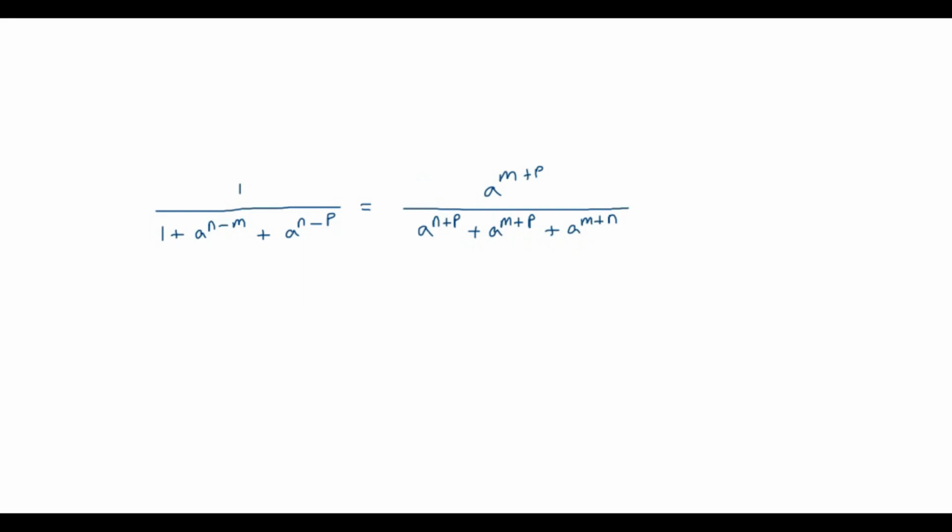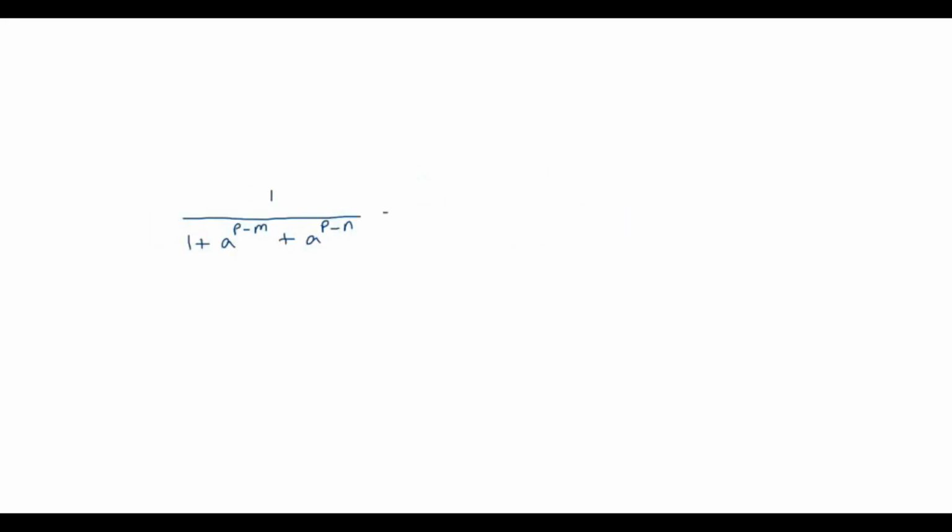Okay, now let's simplify the third fraction. Here the third fraction is 1 divided by 1 plus a to the power of p minus m plus a to the power of p minus n. Okay, after simplification, we'll be getting the same denominator. So what we got after the simplification of the first fraction, that is a to the power of n plus p plus a to the power of m plus p plus a to the power of m plus n.